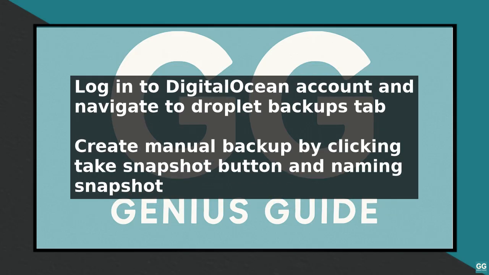Next, give your snapshot a descriptive name and select the size of the snapshot. It is recommended to choose a size that is large enough to hold all the data on your droplet. Then, click the Take Snapshot button to start the backup process.